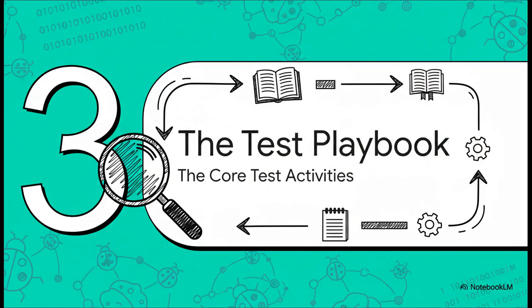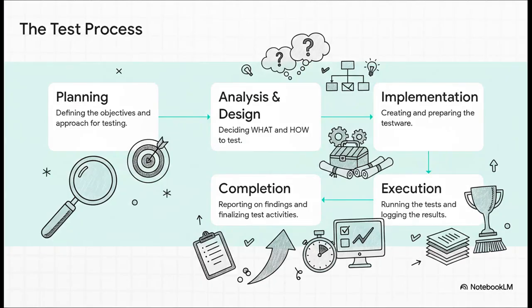Now, what's their playbook? What's the standard operating procedure that gives structure to every single investigation? You might think testing is just running the tests, but it's way more structured than that. It all starts with planning, which is like defining the mission. Then you move into analysis and design, where you figure out what to look for and how you're going to find it. Implementation is all about getting your tools ready, writing your test scripts, and so on. Only then do you get to execution, the part where you're actually running the tests. And finally, you have completion, which is like closing the case file and reporting everything you found.